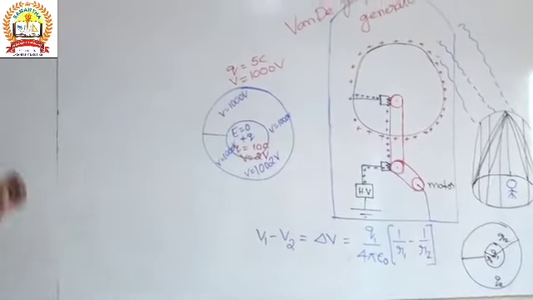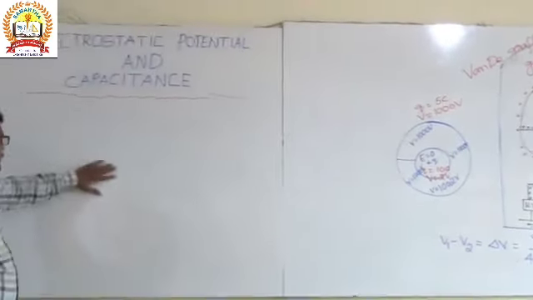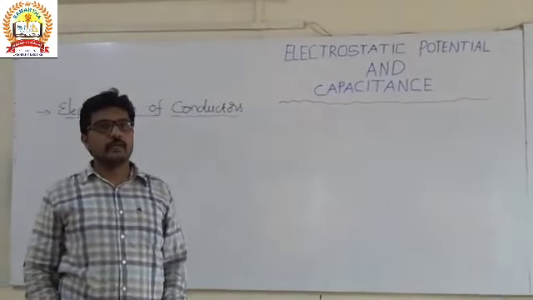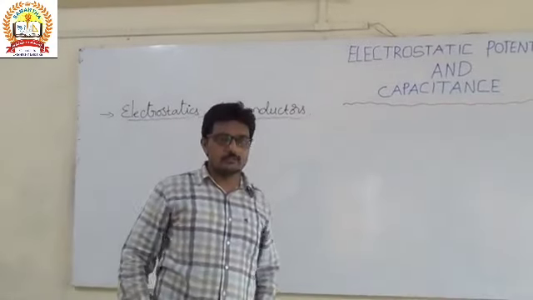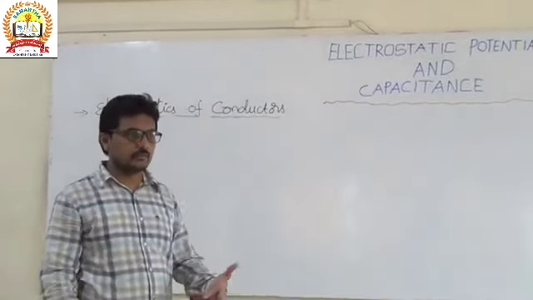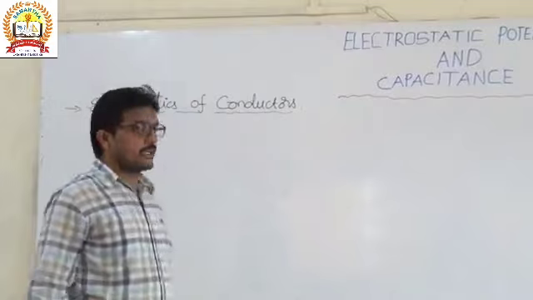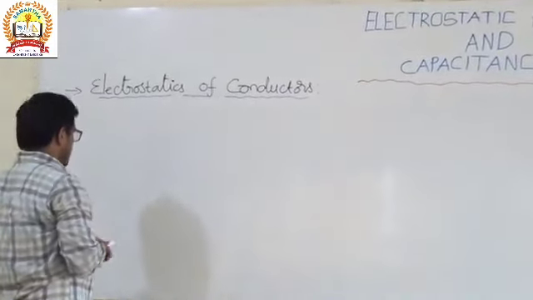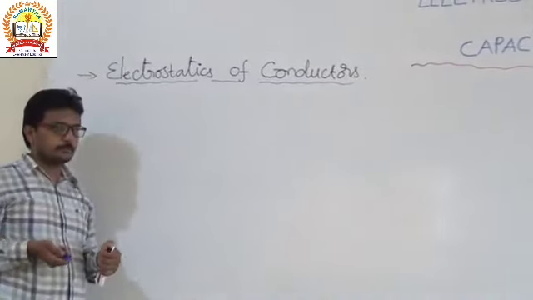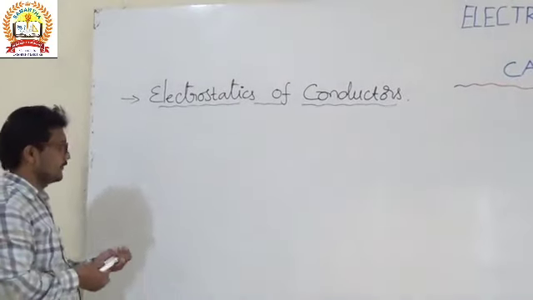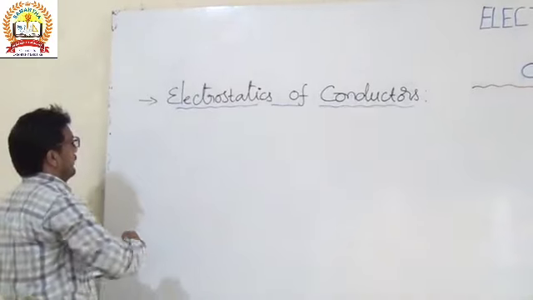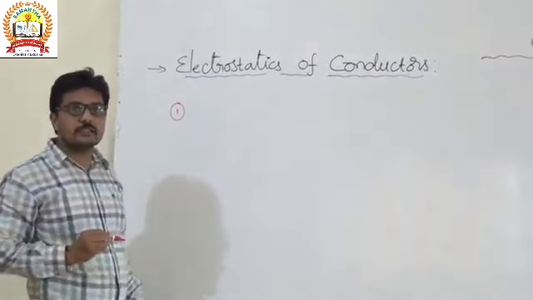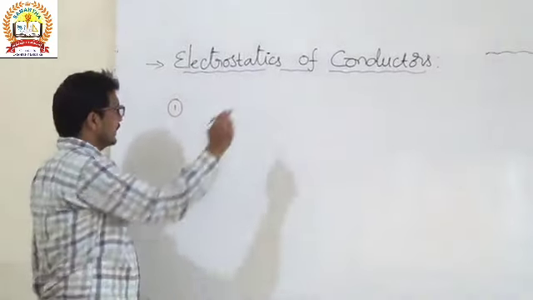Okay, now if you come to the actual topic of electrostatics of conductors, you might have studied some of the topics about the electrostatics of conductors in the first chapter also. In this electrostatics of conductors, the first point is that the electric field is zero inside the conductor.